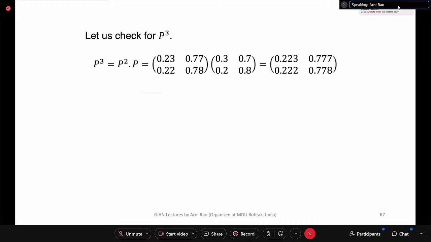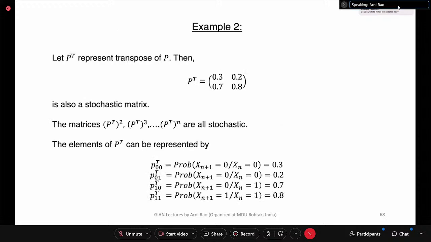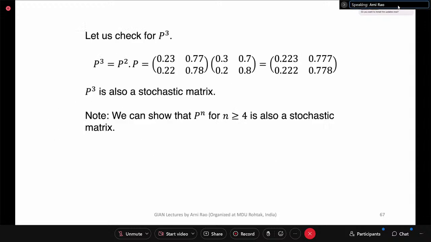Similarly, P cube. Just to save time, I'm leaving that. So, this is a point to be noted: if P is a stochastic matrix, then P square is also a stochastic matrix, P cube is also a stochastic matrix, and so on. And P to the power n, for all n, is also a stochastic matrix.